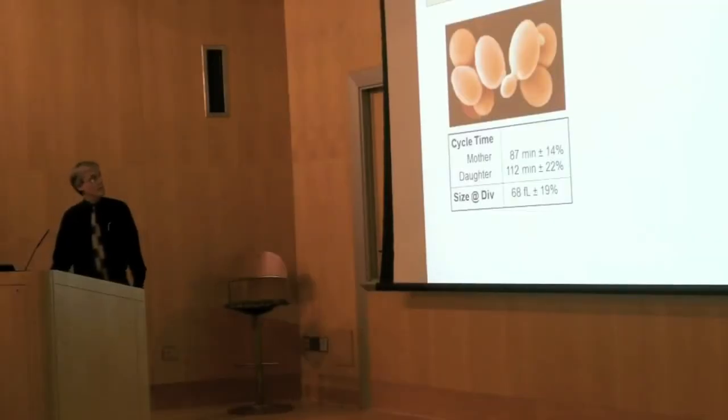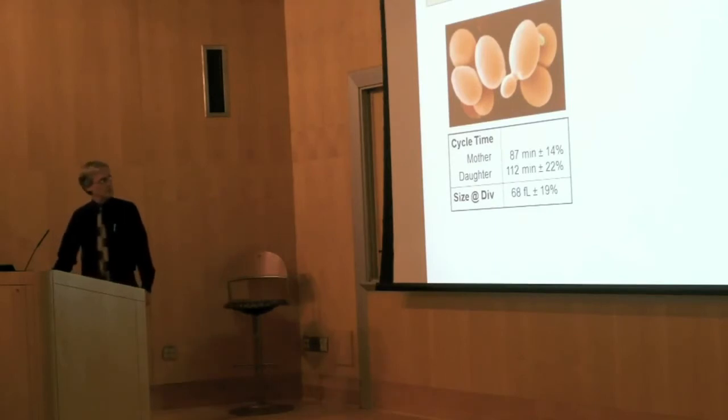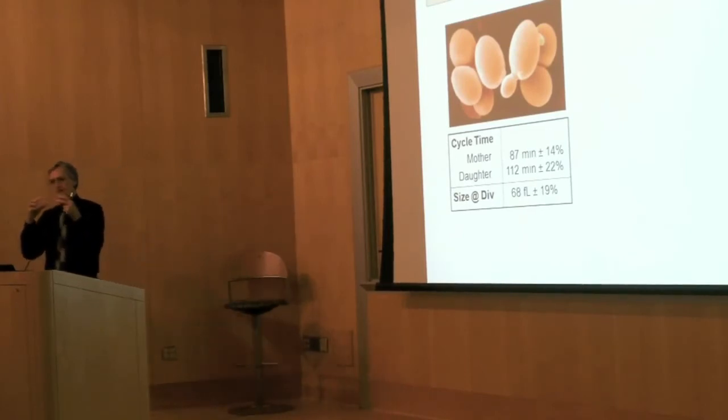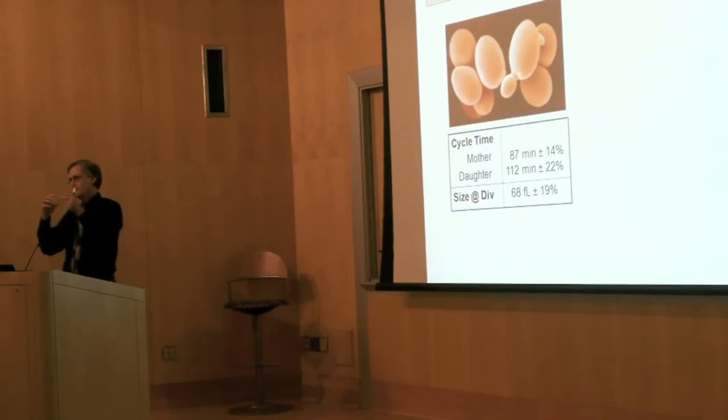Well, how variable is the yeast cell cycle? Here are some simple things we can measure. We can measure the cycle time. Oh, by the way, it's called budding yeast because it makes little buds and it divides asymmetrically. So the daughter cell is smaller than the mother cell. So it's an asymmetric division.